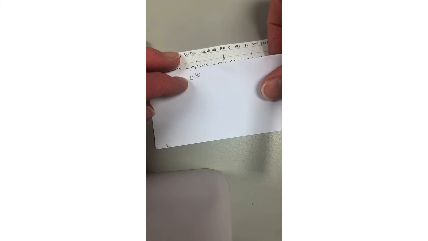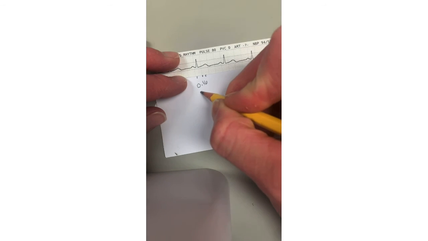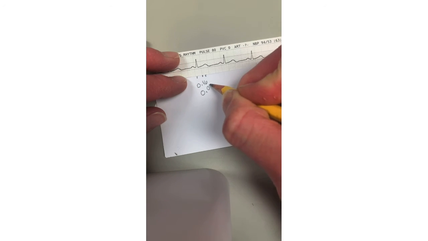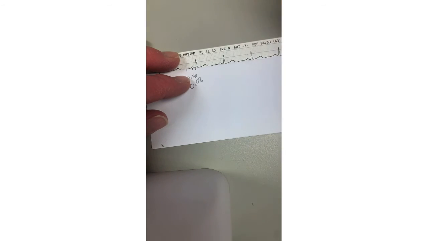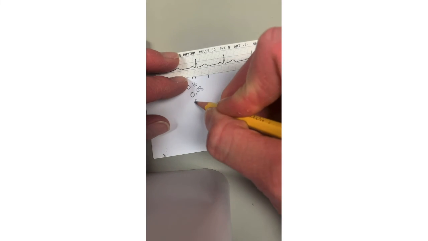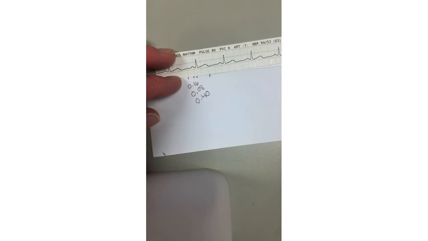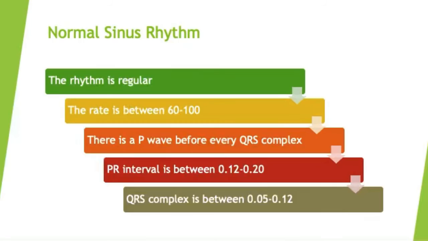And we're going to look at the QRS complex. And that is 2 small boxes. So this QRS complex is 0.08. Then we look at the QT, and do the T wave there. And that's 2 large boxes. So this QT is 0.40. So there. Now we know that our patient's rhythm is regular and their intervals are all within normal.